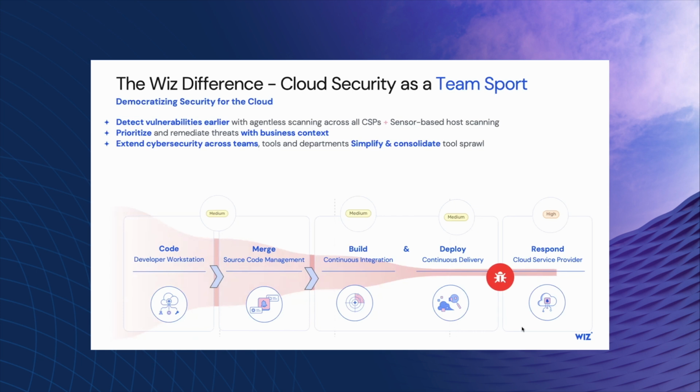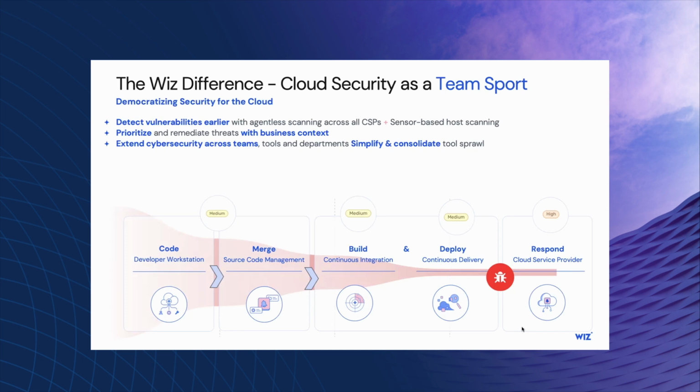And that's why the Wiz difference is trying to make vulnerability management a team sport. And we think that winning organizations, and vendors for that matter, are doing the same thing. They're doing that by detecting vulnerabilities earlier. The earlier organizations can detect vulnerabilities in their code to cloud pipeline, the better.